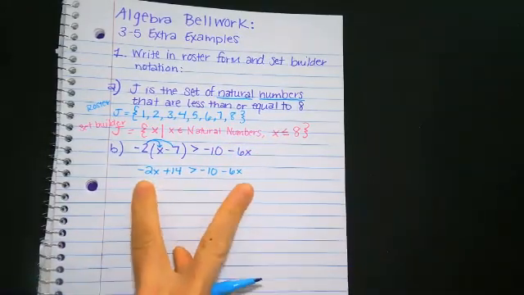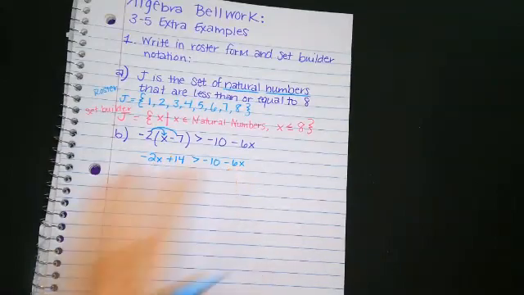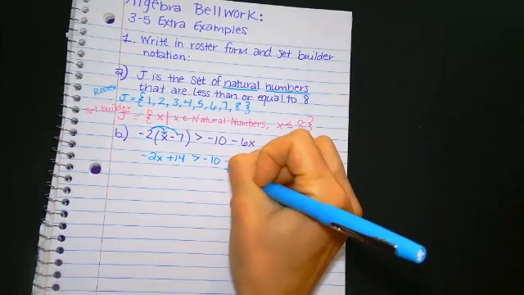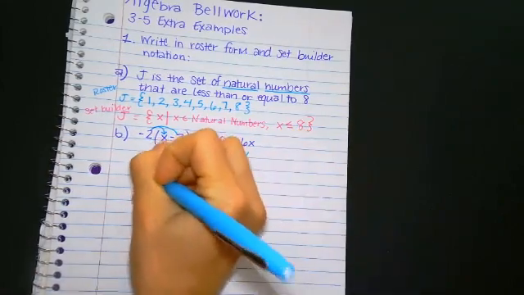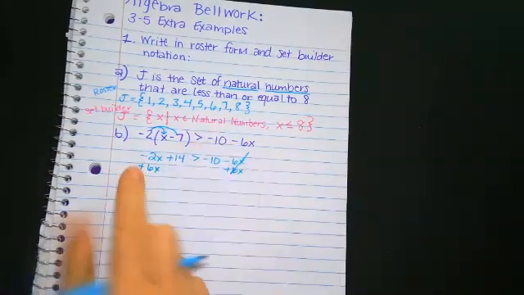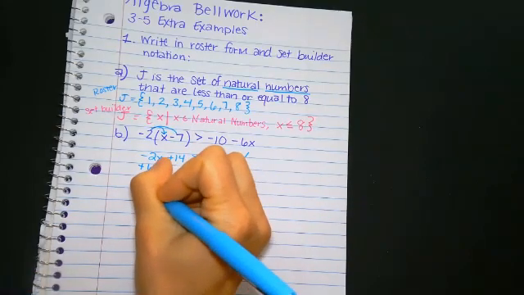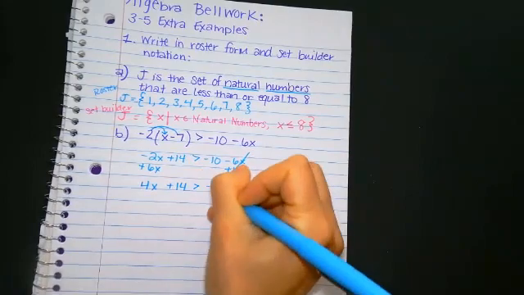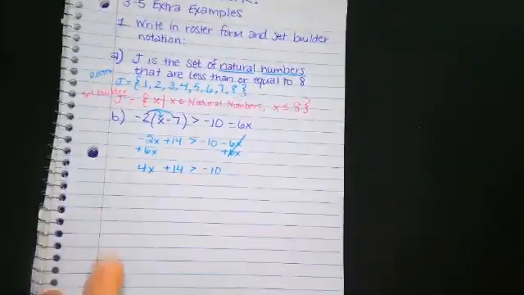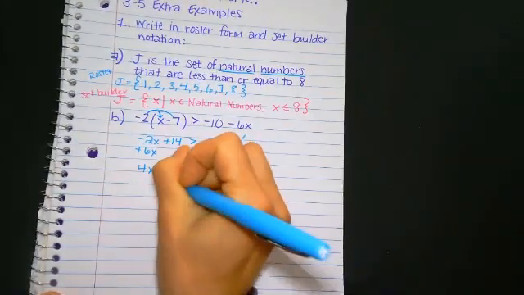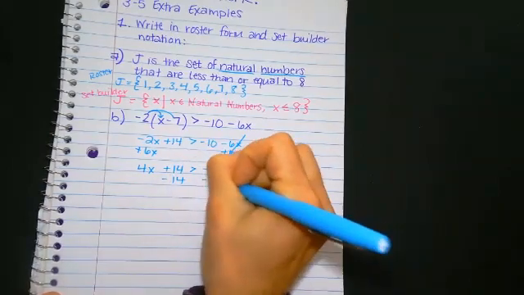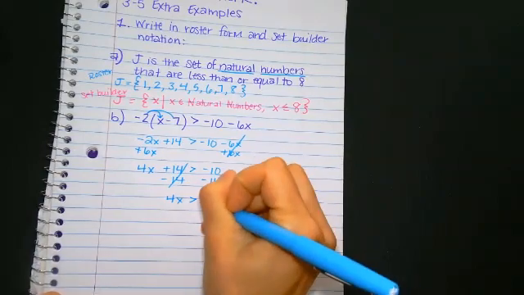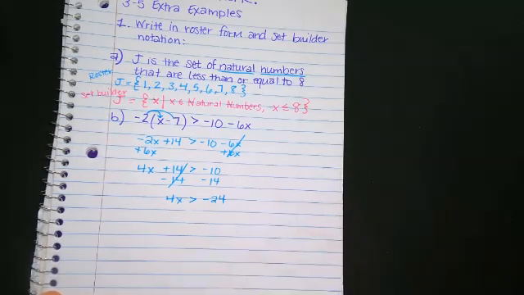Okay, so now we have an x on the left and an x on the right, so we have to cancel one of them. I'm going to cancel the one on the right by adding. Okay, and then I'm going to add it here. So negative 2x plus 6x gives us positive 4x plus 14 is greater than negative 10. Okay, and now I'm going to cancel that positive 14 by subtracting. Okay, so I get 4x is greater than negative 24.